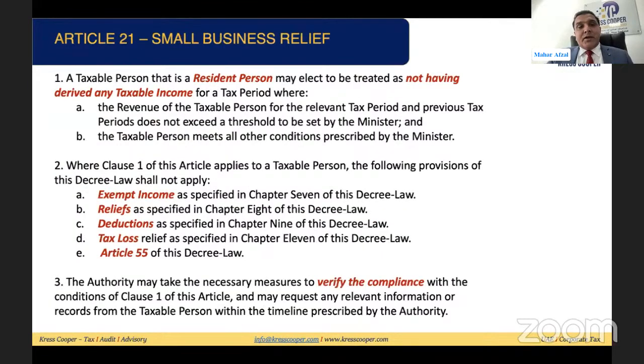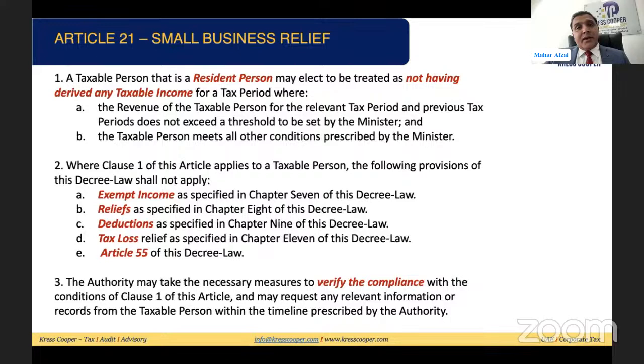What has been given in Article 21 of the UAE CT law is that a taxable person, that is a resident taxable person, may elect to be treated as not having derived any taxable income. But there is a threshold on the revenue of the taxable person. There are two types of conditions. One condition is that the revenue of the taxable person in the current period and in the previous period is below the threshold. The second condition is that the person meets all other conditions specified by the minister. For the first one, they have now given the threshold as well, which we'll discuss in our coming slides, where clause 1 of Article 21 is applied, but there are some exemptions while calculating the income.